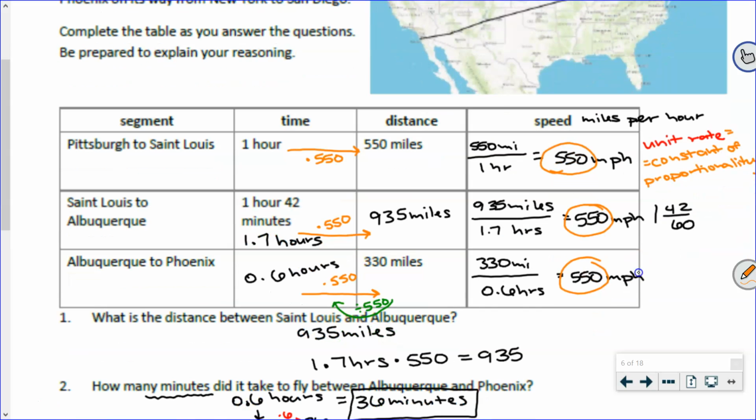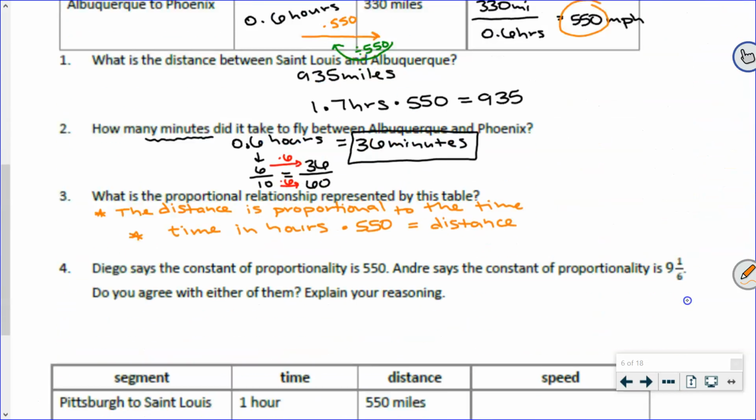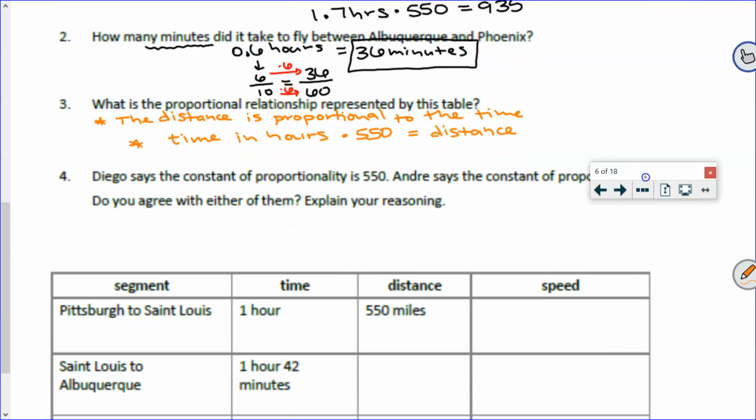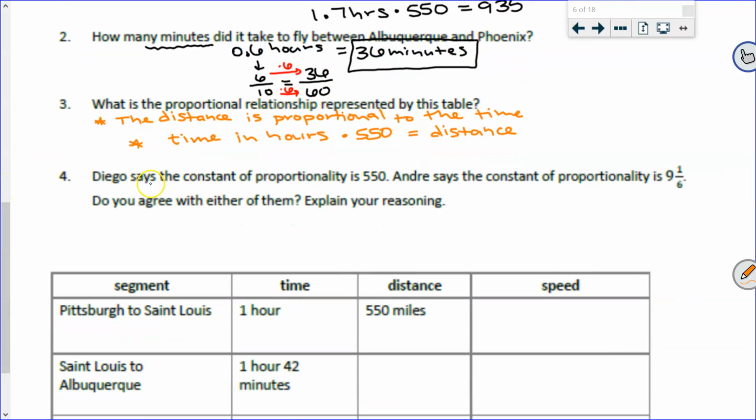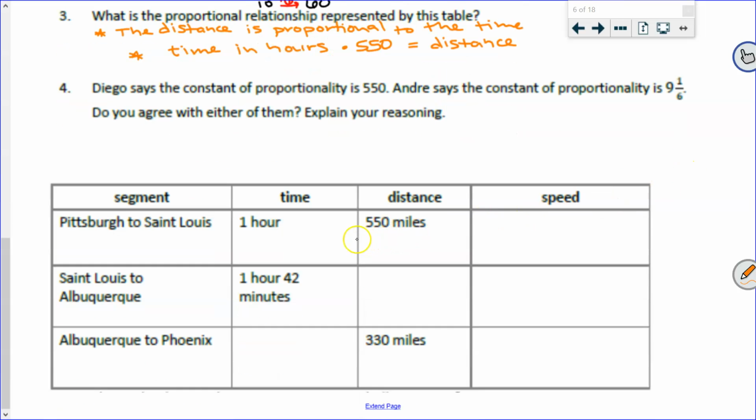And now we're going to redo this problem again, because when we look at number 4, it says, Diego says the constant of proportionality is 550. That sounds right. That's what we found too. But it says Andre says the constant of proportionality is 9 1/6. So obviously Andre is wrong, right? He's actually not wrong.